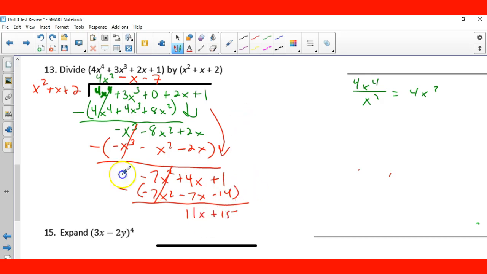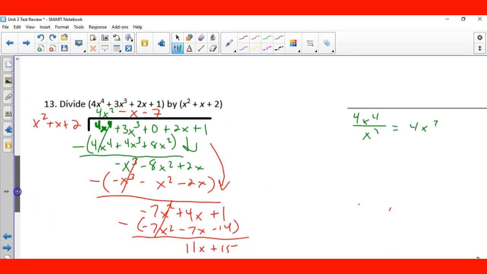Guys, there's nothing else to bring down. X squared is not going to go into a single x. This is your remainder. So our solution is going to be 4x squared minus x minus 7, plus, because this is positive, 11x plus 15 divided by, what are we dividing by? X squared plus x plus 2. Alright, final answer right there, guys, okay?